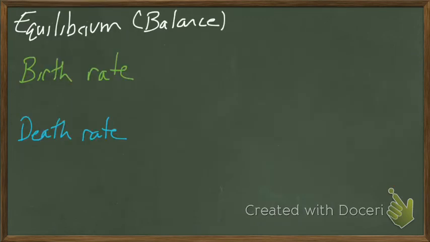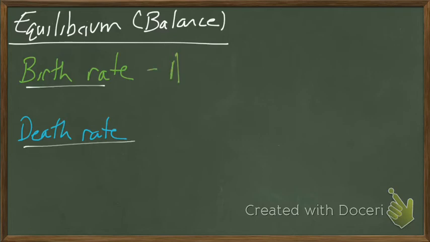So, equilibrium, another word for balance, okay? This is the idea that in any situation, in any ecosystem, there will always be a form of balance. Mother Nature will take over and create balance for it, okay? It coincides off of two things, the birth rate and the death rate in an area.